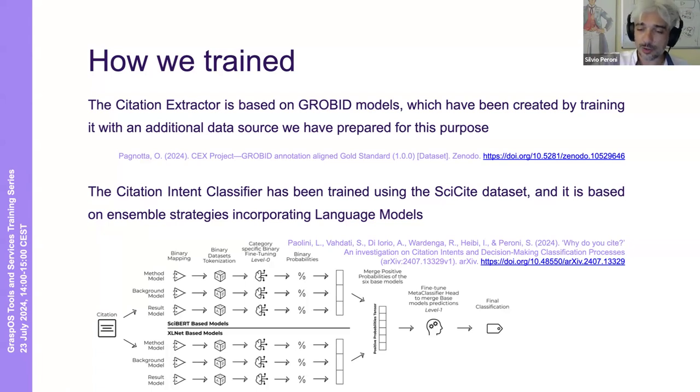Still, the goal is to improve the way GROBID extracts information in order to have a better extractor tool in terms of accuracy. And the citation intent classifier, instead, has been trained using the CiteData dataset, as mentioned before, and it is based on ensemble strategies that incorporate language models. I don't want to add additional information here; I think it is out of topic for this specific session, but there is a preprint that we have just published on arXiv if you are curious about additional information about the citation intent classifier and the performance that we have obtained so far.